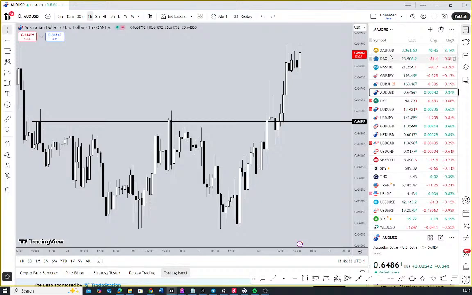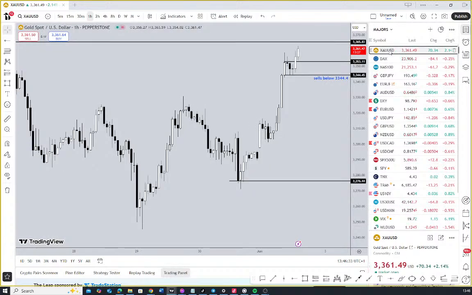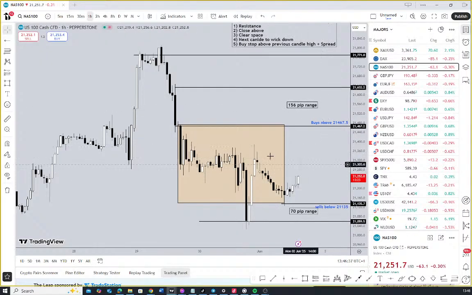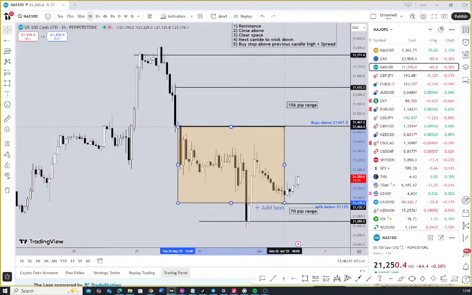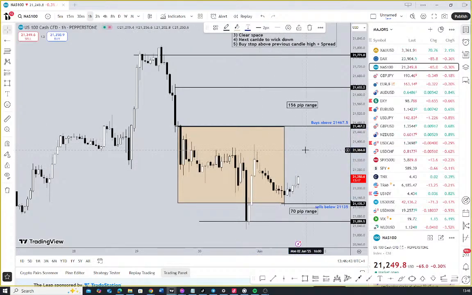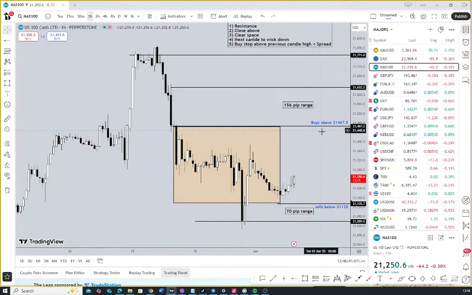Right, gold, we just have to sit tight now. It's done its moves today. NASDAQ, all this orange zone is a no trade zone for me. I'm not interested anywhere in that orange space. So we've just set alerts above 21,467 and we've set alerts below 21,135. Outside of those parameters, I'm interested. Inside, I'm not interested, okay?